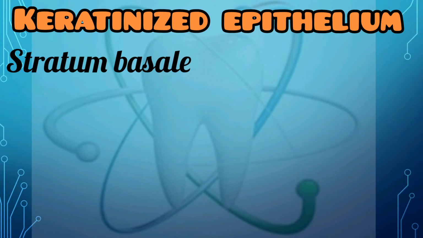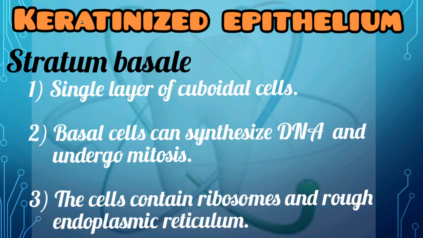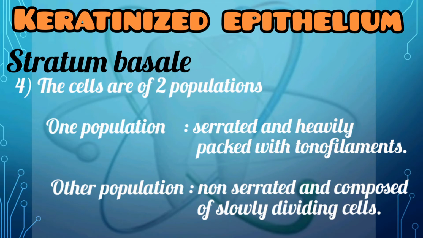First is the stratum basale. The basal layer is made up of a single layer of cuboidal cells. The cells of the basal layer can synthesize DNA and can undergo mitosis. These basal cells contain ribosomes and elements of rough surfaced endoplasmic reticulum. The basal cells are made of two populations. One population is serrated and heavily packed with tonofilaments. The other population is non-serrated and is composed of slowly dividing cells.